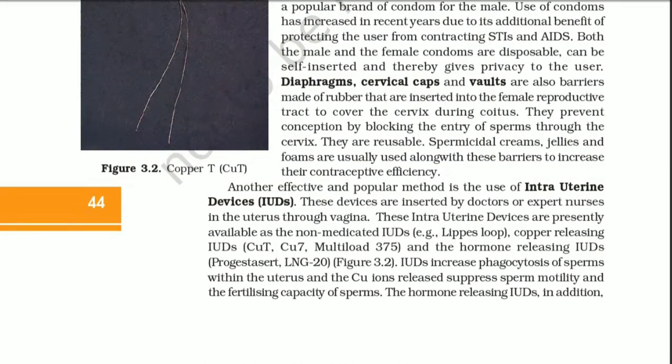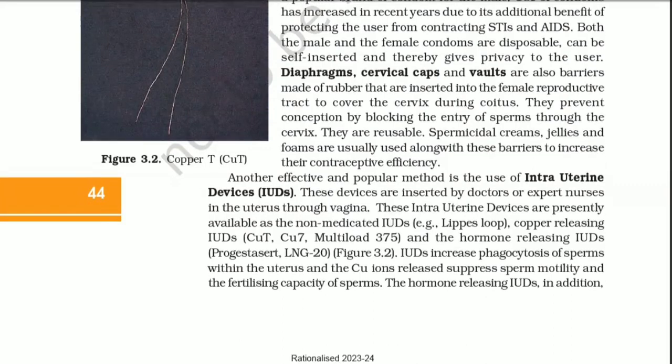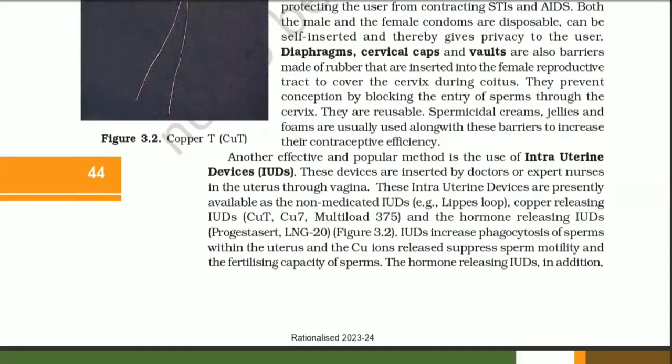Another effective and popular method is the use of intrauterine devices. These devices are inserted by doctors or expert nurses in the uterus through the vagina. These intrauterine devices are presently available as the non-medicated IUDs, for example, Lippes loop, copper-releasing IUDs, for example, Copper T, Copper 7, Multiload 375, and the hormone-releasing IUDs, for example, Progestasert, LNG-20.